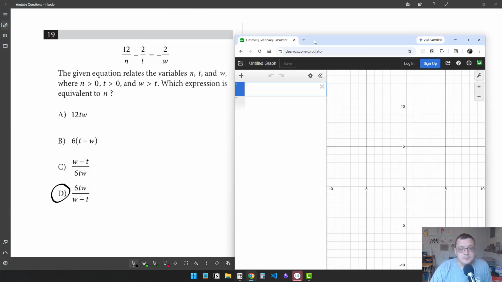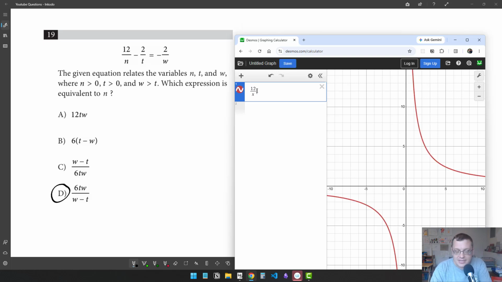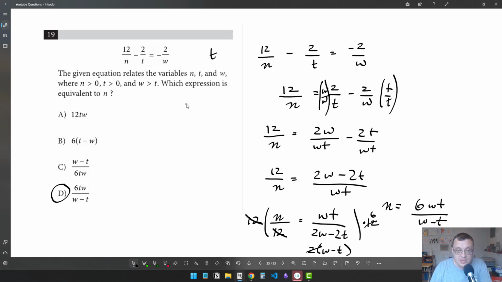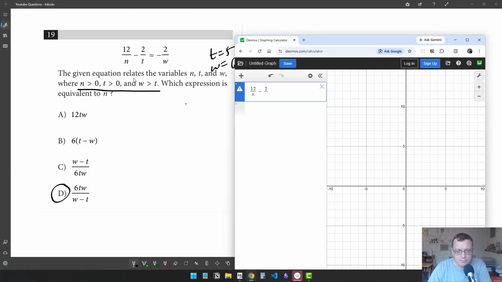With Desmos, there are a few options here. One option is to keep n a variable and plug in a number for t and for w, and then make sure we plug in the same values below and just see what matches. So for example, let's do 12 over x. We're going to turn n into x so that we can graph it, minus 2 over, let's just pick some numbers here. So maybe t is 5 and w is 6. How about that? That seems fine. As long as n, t, and w are positive, we should be good. We just have to make sure our x is positive. I guess it's fine. It should be fine.